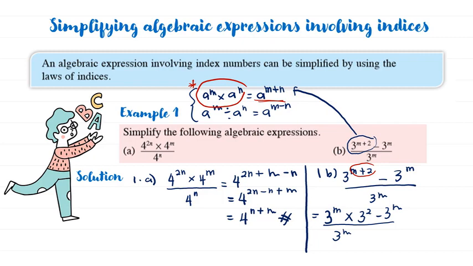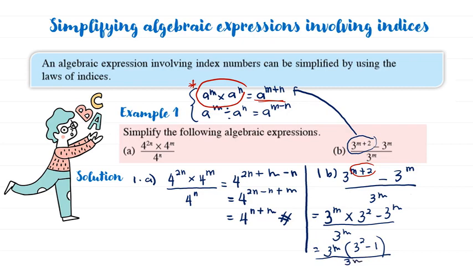So this one is actually 3 to the power of m multiplied with 3 to the power of 2 minus 3 to the power of m. So we can actually factorize 3 to the power of m. So it becomes 3 to the power of m in bracket 3 to the power of 2 minus 1. Since we have factorized 3 to the power of m just now, divided by 3 to the power of m.